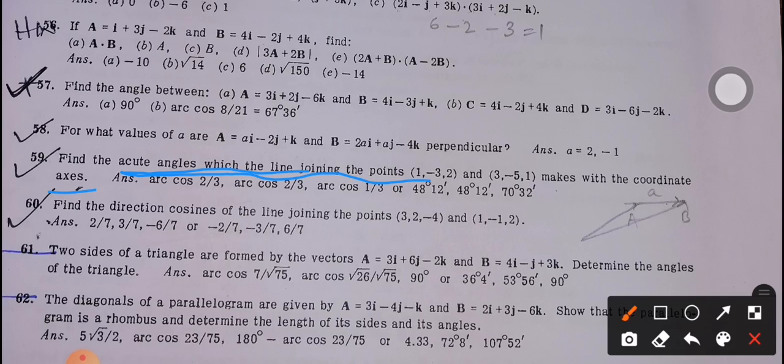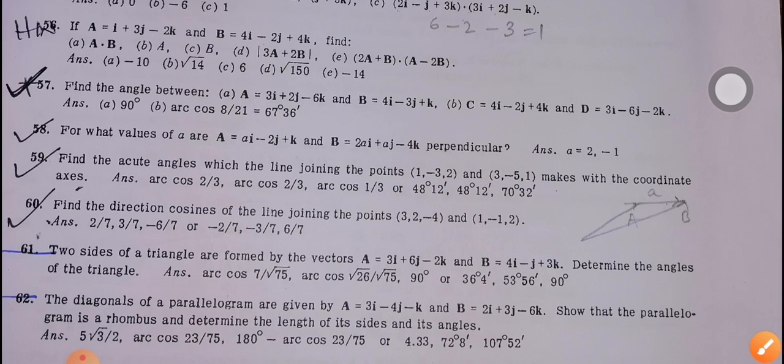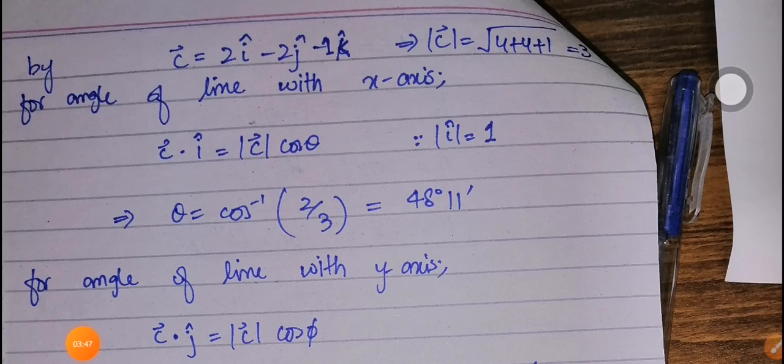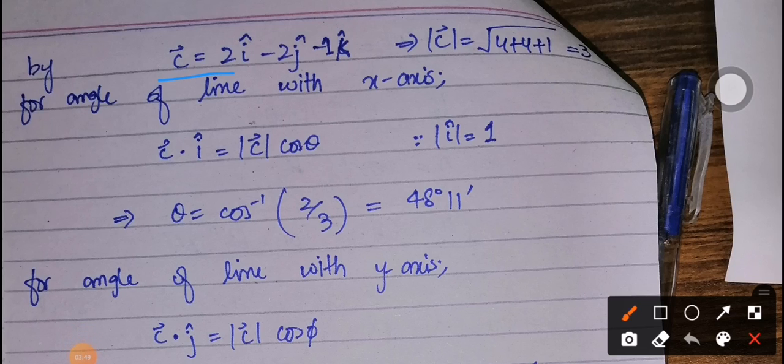But before that, in order to find the vector, we have to join the point 1, minus 3, 2 with the point 3, minus 5 and 1, and we know that whenever we have to join two points, we find the corresponding vector by performing terminal point minus initial point. So we perform terminal point minus initial point so that we can find the corresponding vector or the line which is joining the two points. So here we have performed terminal point minus initial point, and we get the vector c as 2i cap minus 2j cap minus k cap.